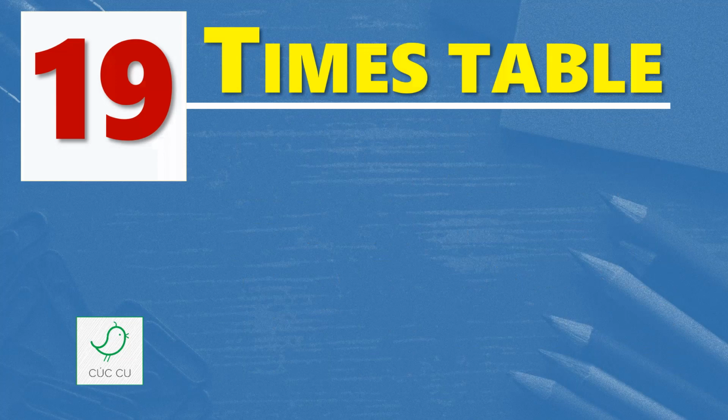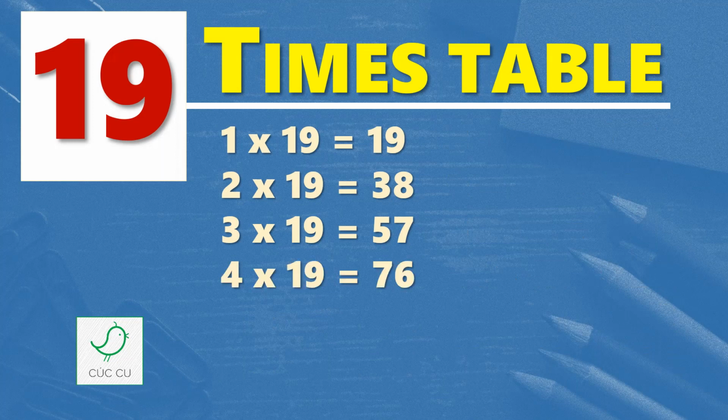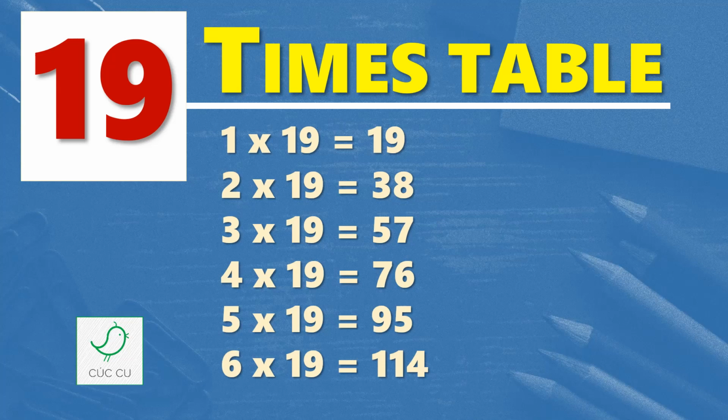19 times table. 1 times 19 is 19. 2 times 19 are 38. 3 times 19 are 57. 4 times 19 are 76. 5 times 19 are 95. 6 times 19 are 114.